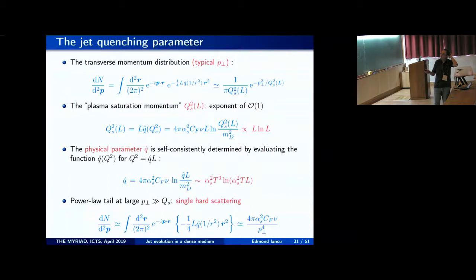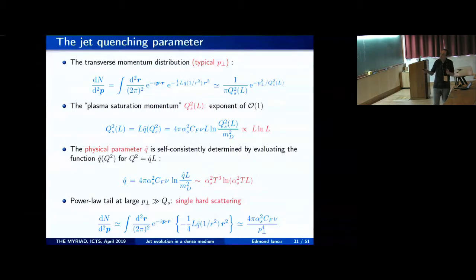Before, I made the Fourier transform under the assumption that the log dependence of the Q hat is not very important. This is true so long as the typical momentum that I'm looking at is of the order of the momentum given by the multiple scattering of Q hat L itself, because in that case I'm controlled by the Gaussian. If, on the other hand, I insist on looking at the tail of the distribution at p much bigger than QS, then I'm controlled by a single hard scattering.